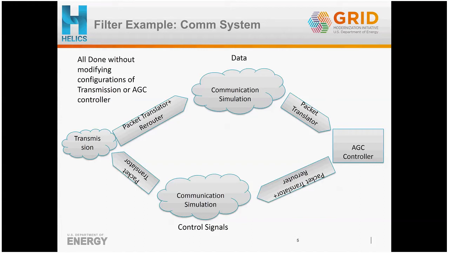On the other side of the communication simulation, it's sending the data out, which is now going to the AGC controller, and we have another packet translator that translates the standardized packet into something the controller can understand. And the same path can operate on the way back. And the point of filters here is that everything with the communication simulation can be done without having to alter anything within the transmission simulation or AGC controller.